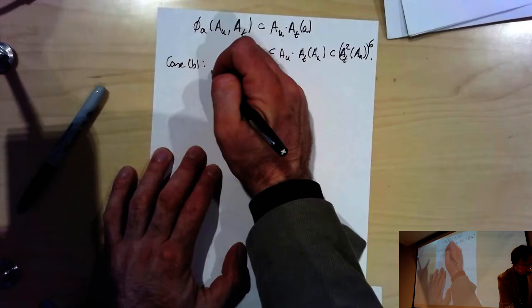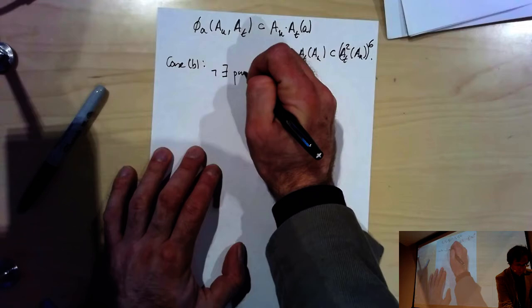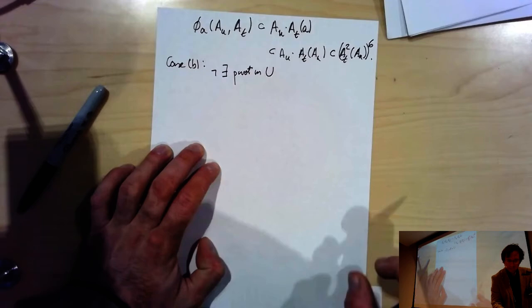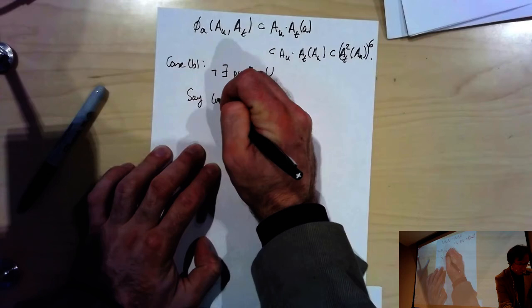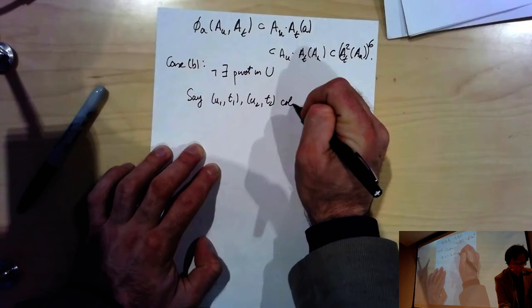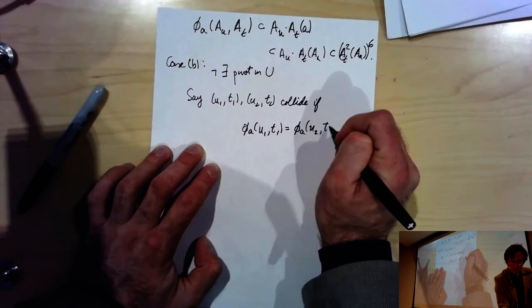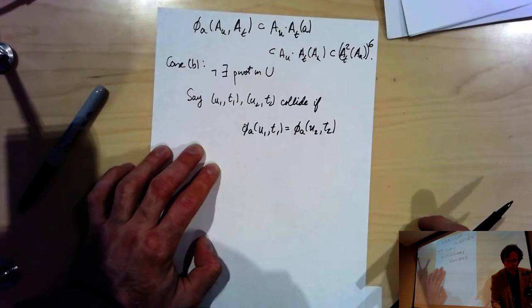So what happens if there is no pivot in U? It's actually quite easy to see that it can happen only if AT times AU is really large. Now, say U1, T1 and U2, T2 collide if their images under phi A are the same. Now, saying that there are no pivots in U means that there is at least one collision for every single A.